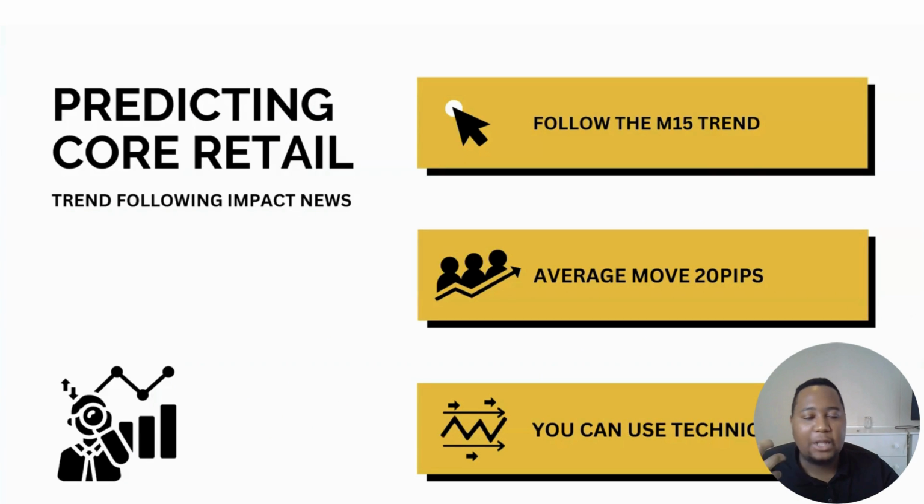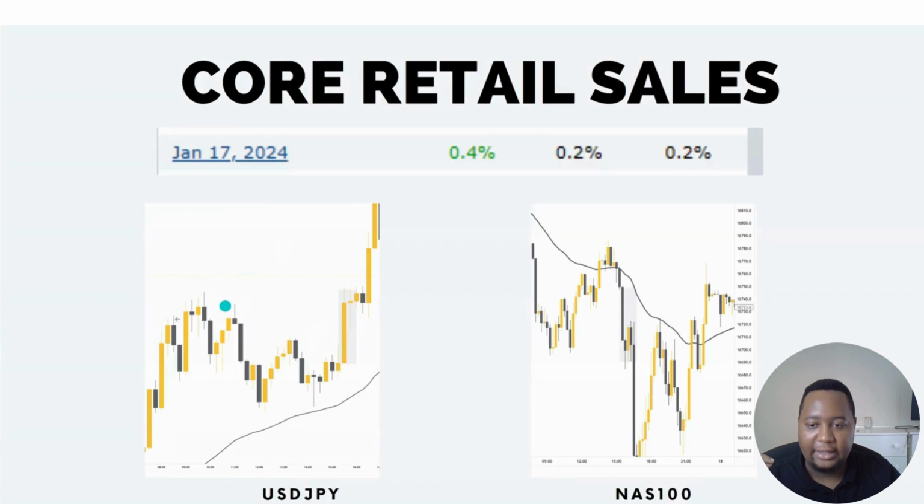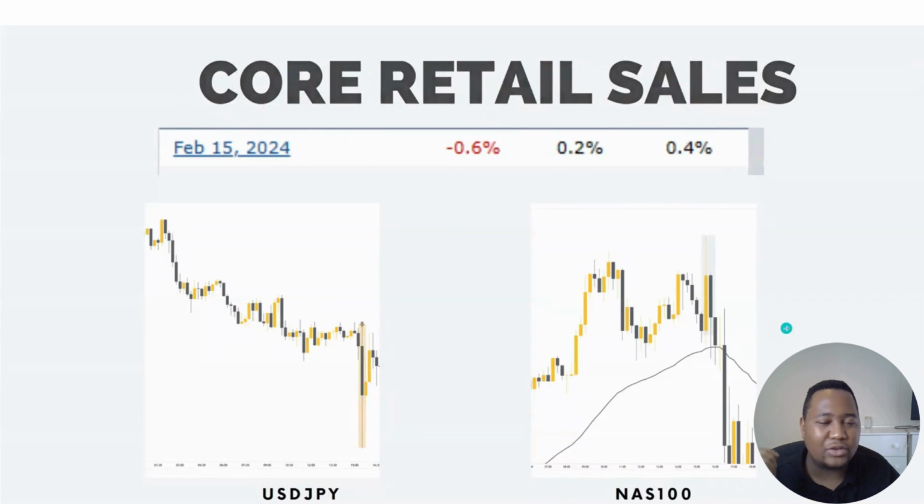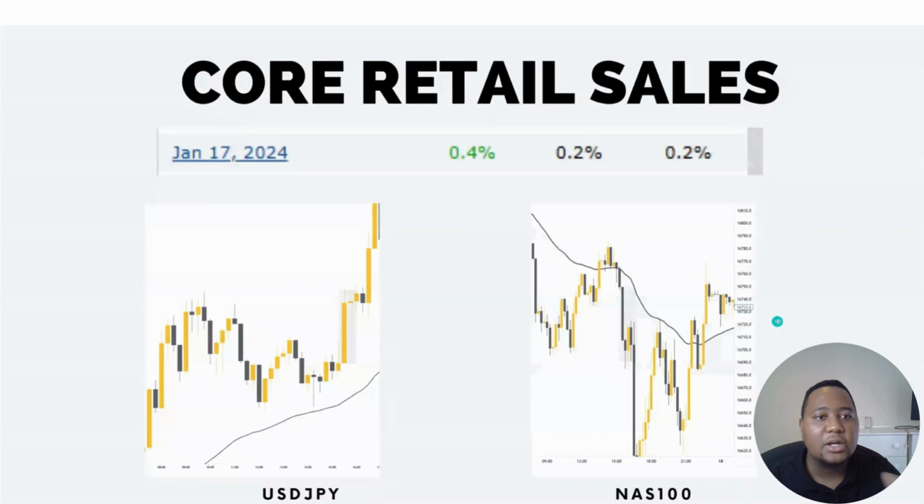So on the next slide, I want to break it down for you in terms of articulation. Of course, predicting core retail sales, the key element there is that it's a trend following impact news. As I've shown you previously, it simply follows the trend. I go into the data, guys. So this is not just two screenshots I took to make the video. I go way deeper, like 5 years in, and I see the consistency of the thing that I'm about to teach you. You can also do that.